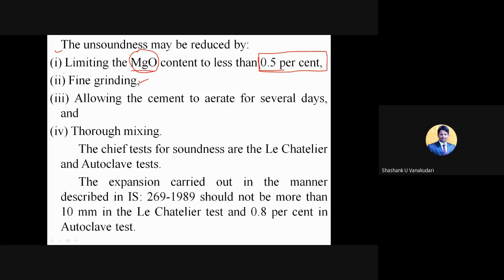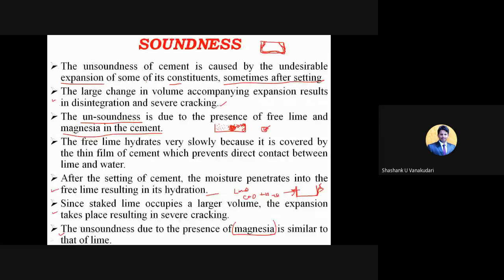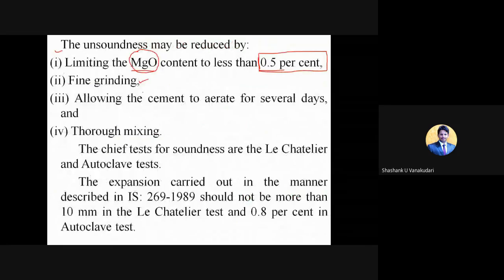Fine grinding in the sense that whatever free lime will be available in the clinker part, that should not happen. So even that free lime should be mixed with the other clinker particles. Clear? And then allowing the cement to aerate for several days. Means what happens, if something is present like free lime, which is going to absorb easily with the moisture content, then that hydration process will get completed before using it, so that free lime will finish its term within the structure.